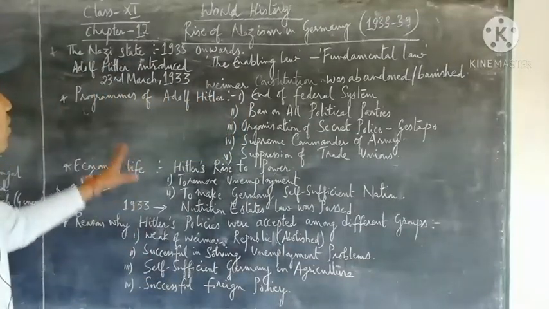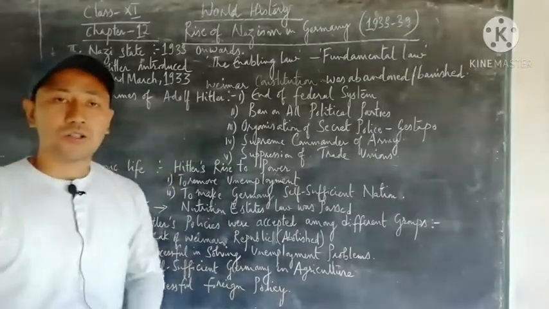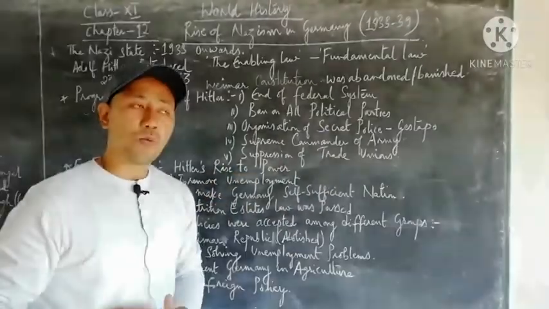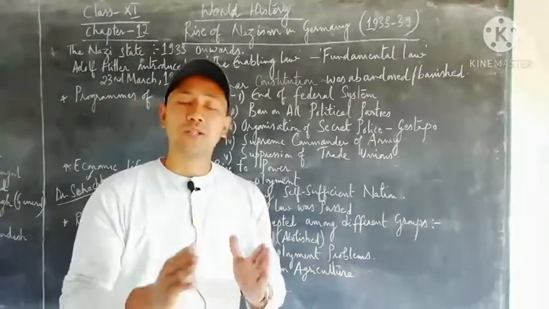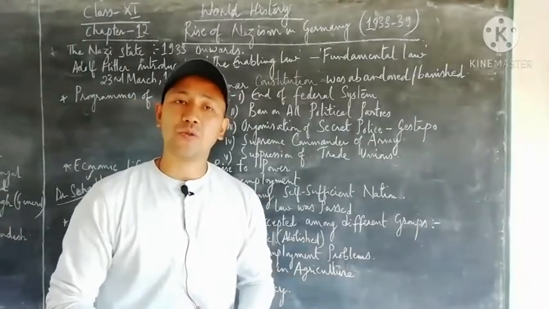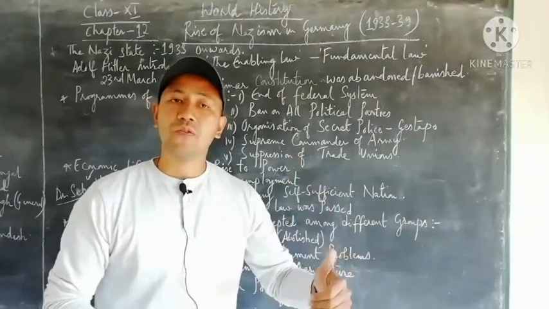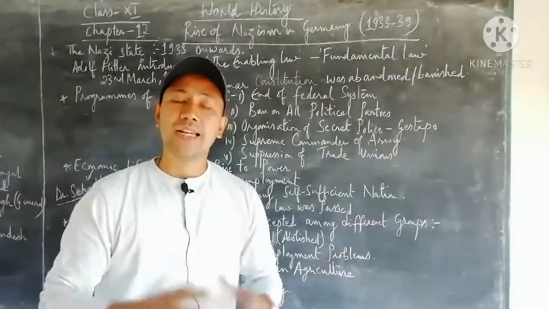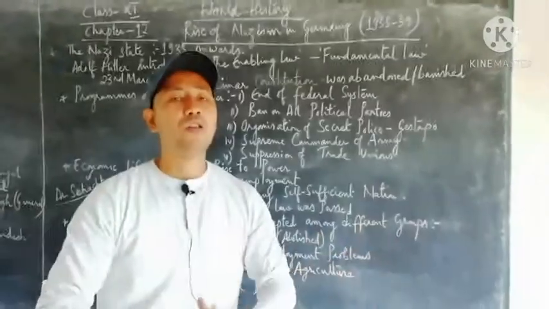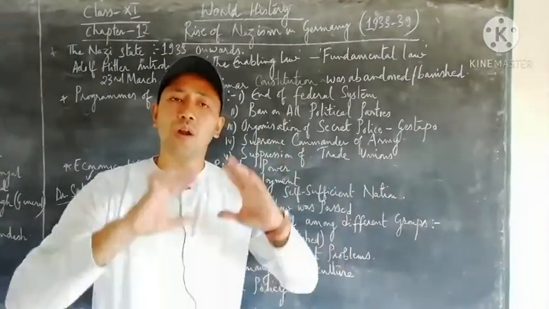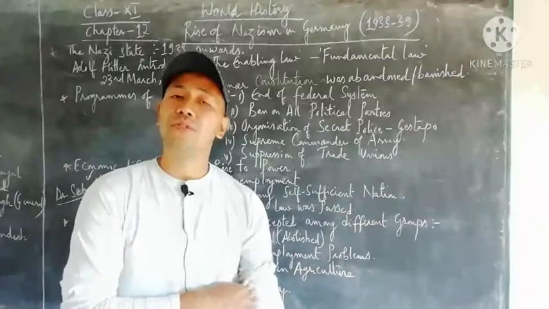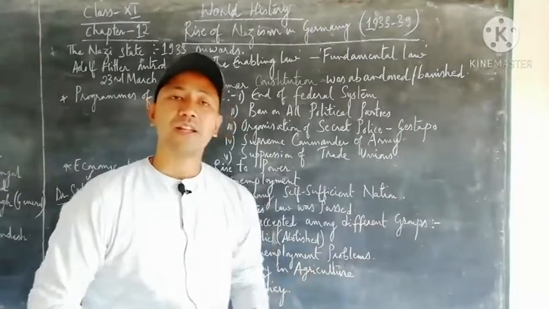Next we focus on the programs of Adolf Hitler. After 1933 what were exactly the programs or new points that were highlighted by him in order to make Germany a very powerful as well as a very strong nation, in terms of administration, military, land revenue or any such laws which would really make Germany a very great nation indeed.